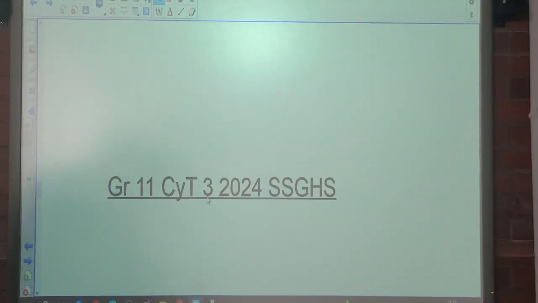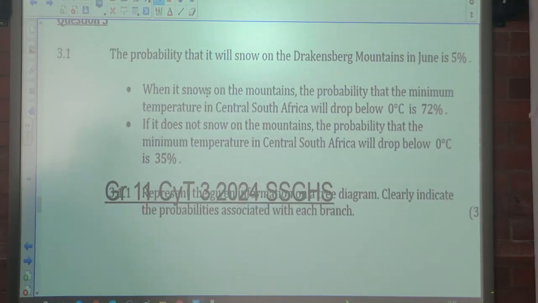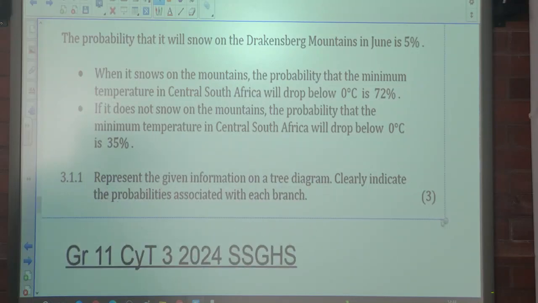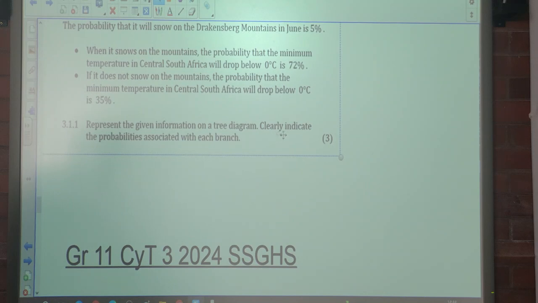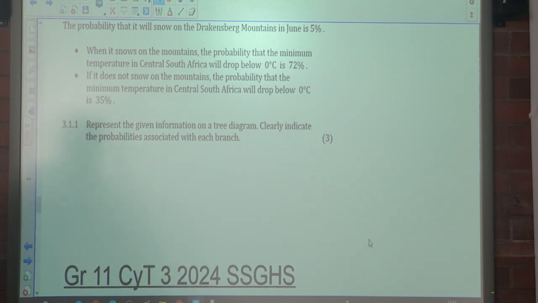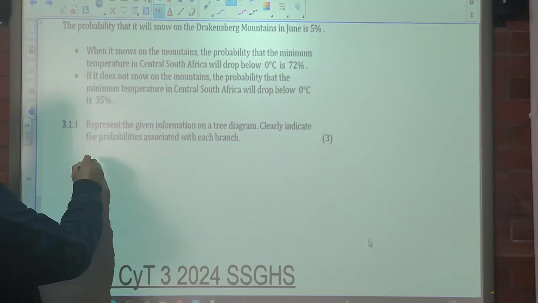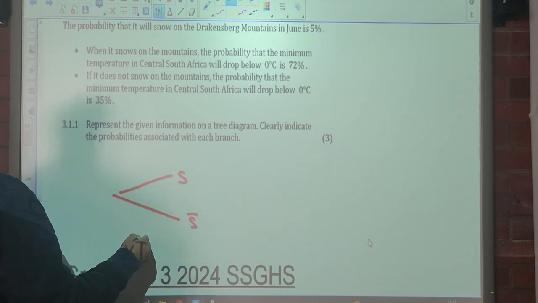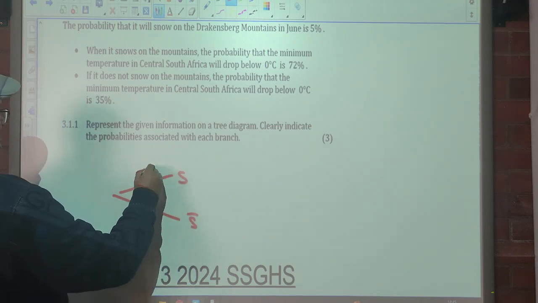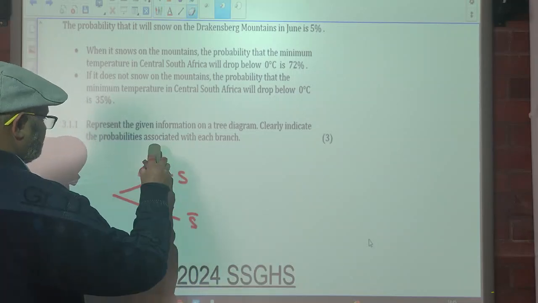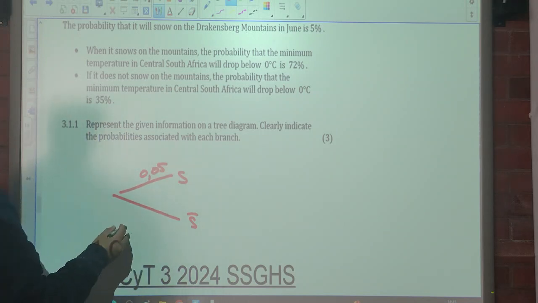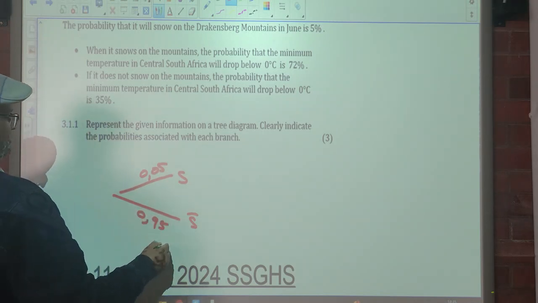Let's go to the last question. Question 3, our probability question. The probability that it will snow on Drakensberg Mountains in June is 5%. So in the first case, will snow or not snow? Snow is 5%, that's 0.05, and not snow is 0.95. That is 95%.